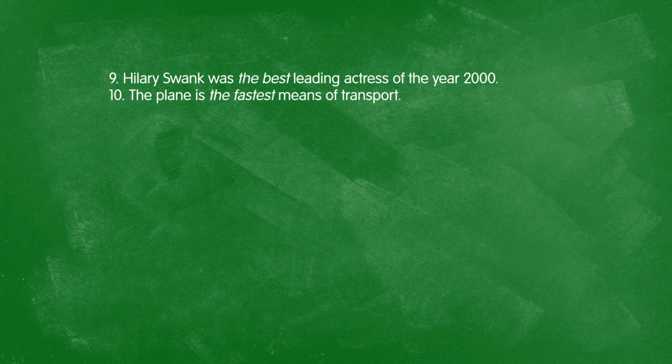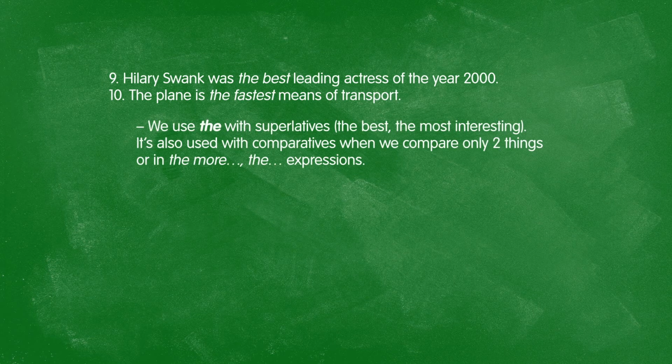Now, there's also another way that we can use the definite article, and let's look at a couple of examples which use this usage. Hilary Swank was the best leading actress of the year 2000, and the airplane is the fastest means of transport. Here, and I know you've seen these at least once or twice before, here we're using the superlative form of the adjectives, the best, the fastest. And because there's only one of them, it is definite. So we use our definite article, the.